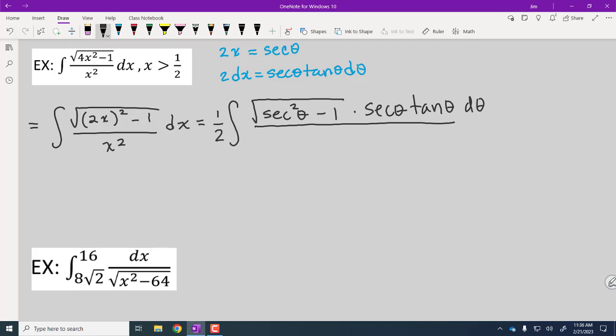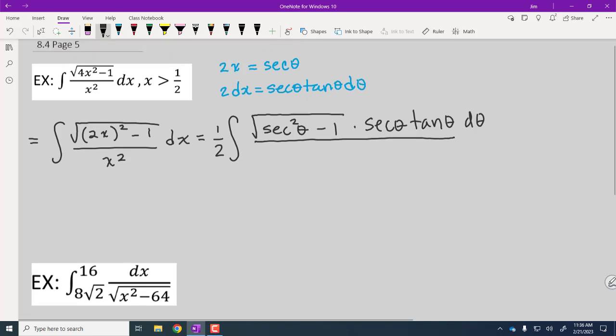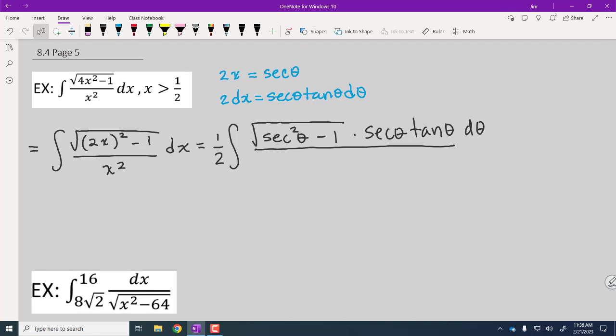Denominator is x squared. So we have to look at the original substitution, isolate x. So if you have to write it out, write it out. If it's not going to be super easy to do it in your head, then just write it out. So x squared is going to be 1/4 secant squared, or secant squared over 4, however you want to write it. Secant squared theta over 4.